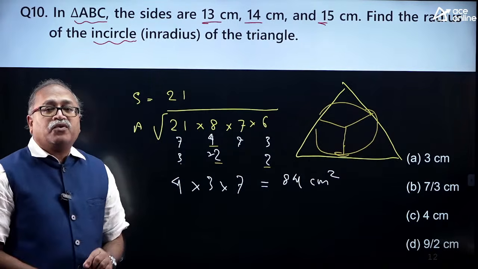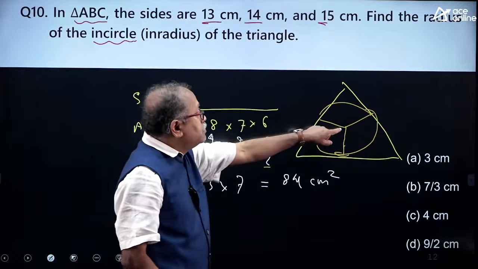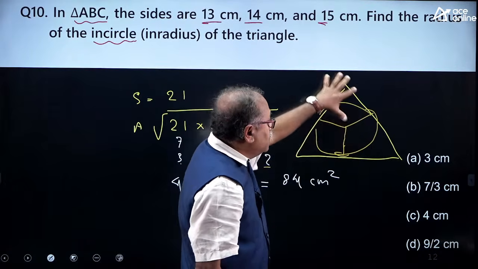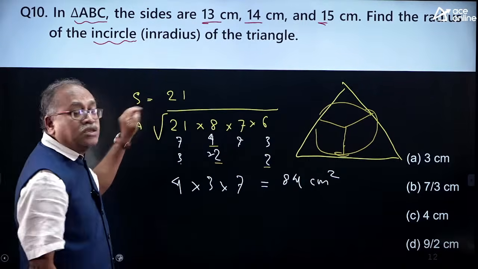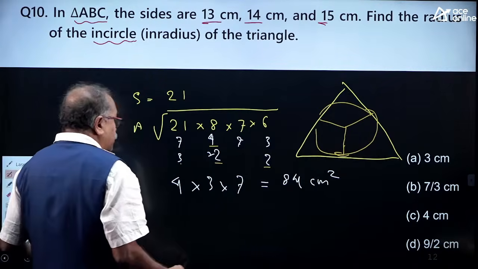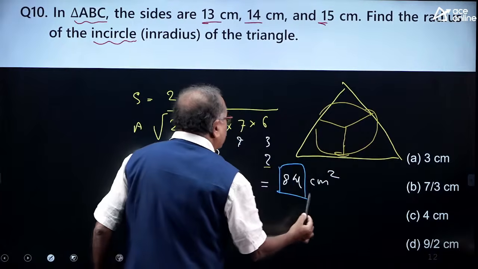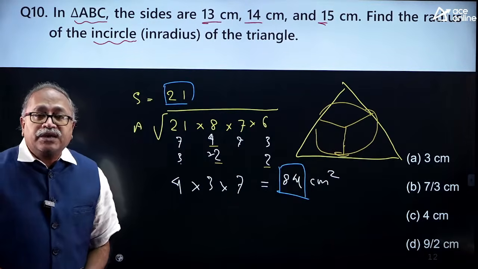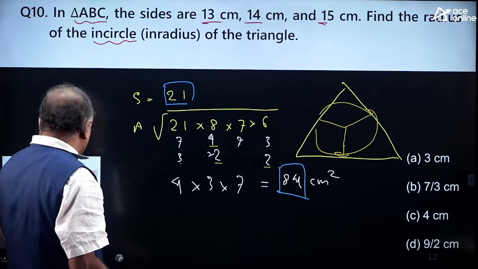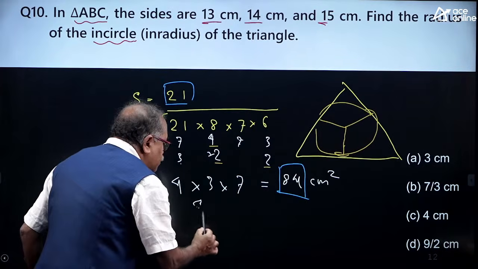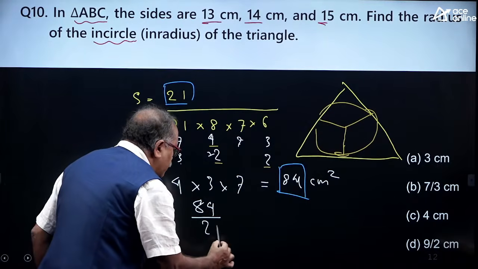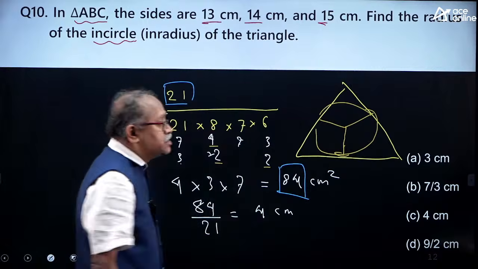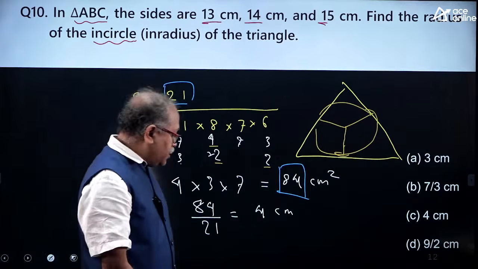And if you know the small formula that the inradius is nothing but the area divided by semi perimeter. So, here I have the area and we have the semi perimeter. You can find out the inradius. So, it is okay, you got some exposure over here. So, 84 divided by 21, and which is nothing but 4 centimeter is the radius. That is all. So, do we have any option?